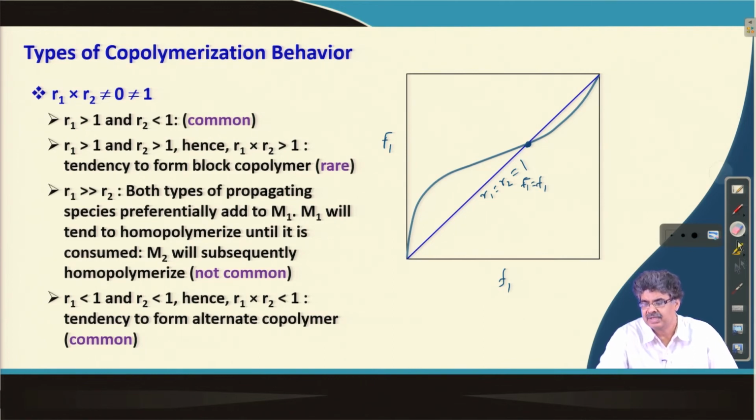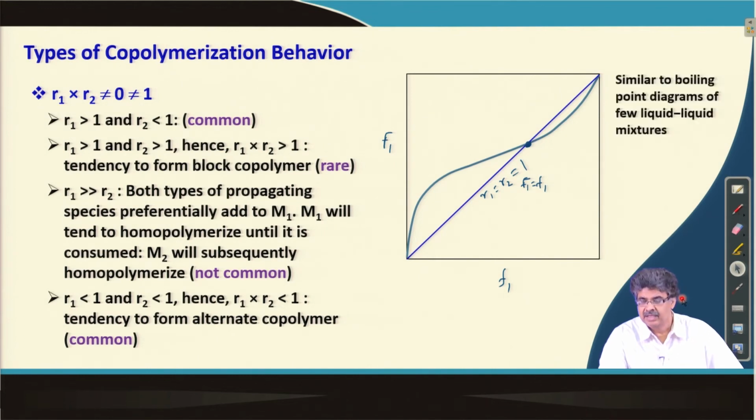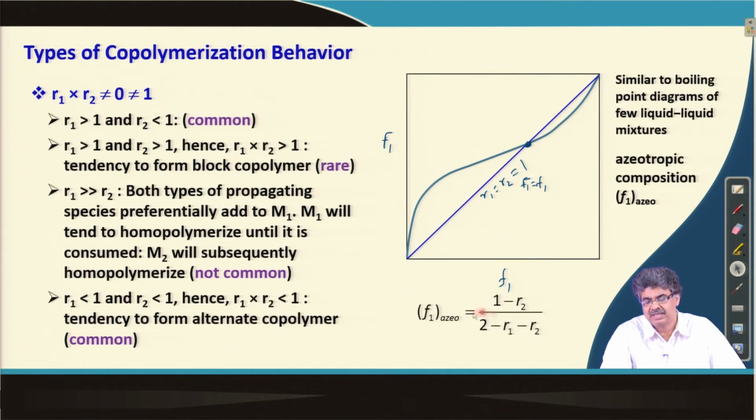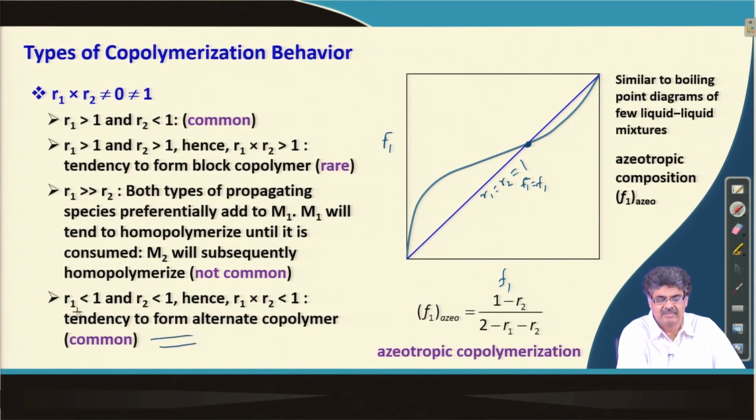This is similar to a boiling point diagram for few liquid mixtures, and these points are called azeotropes. So, in this case we have an azeotropic composition, and this azeotropic composition can be obtained using the formula we have used. So, this type of copolymerization we call azeotropic copolymerization, and it happens mostly in this case where R1 is less than 1 and R2 is less than 1. This is also possible for this case, but this is rare as we mentioned.